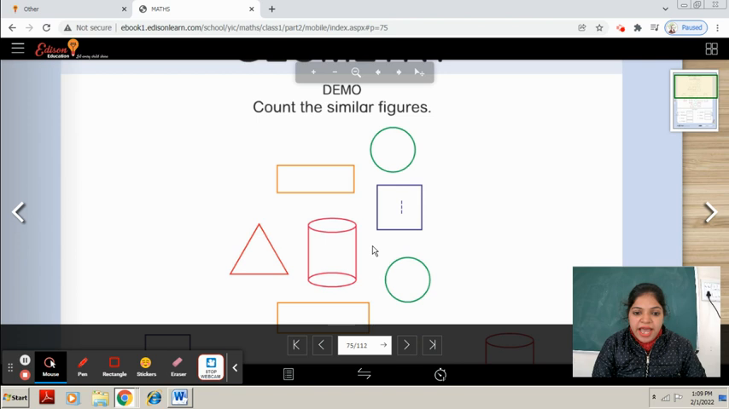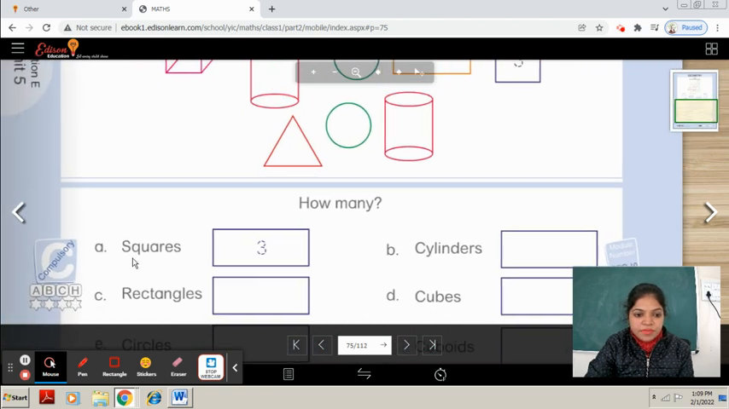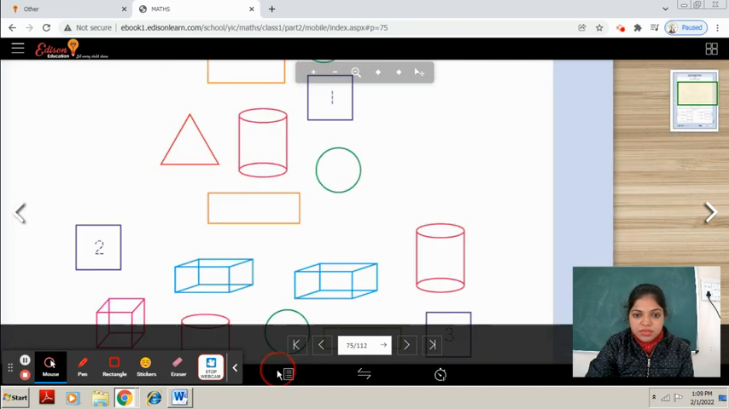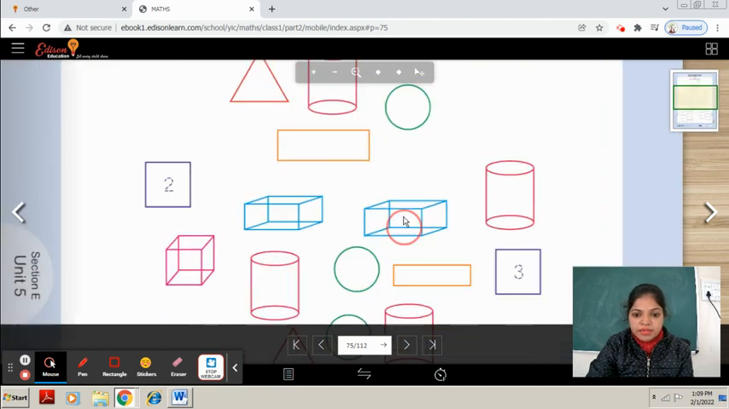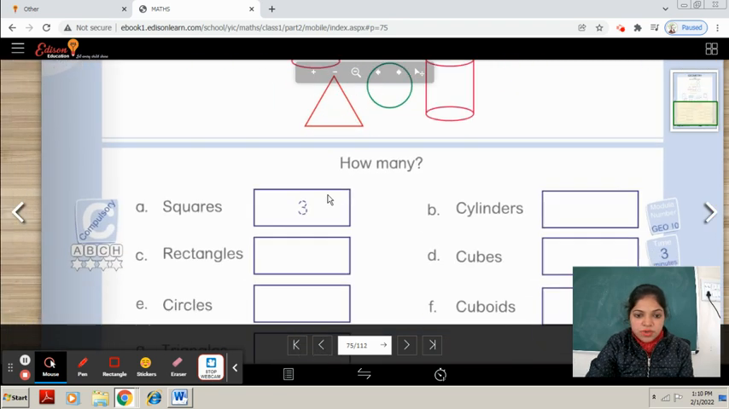So students, as you can see, part A, squares. They have already done. The number of squares are 3. So you can see 1, 2 and 3. There are 3 squares. So 3 is written here, right?